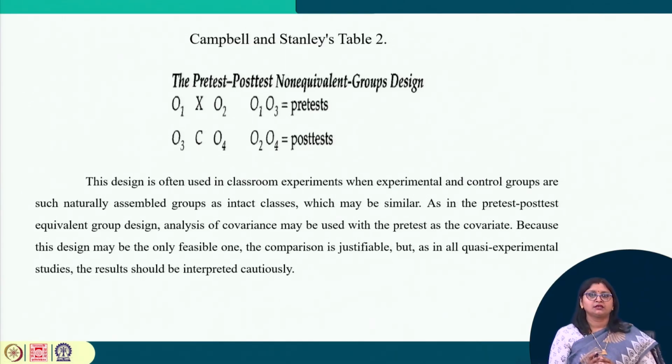I have copied and pasted here how they have described the pre-test, post-test non-equivalent group design. In this design you can see that it is often used in the classroom experiment when the experimental and the control groups are naturally assembled, as in intact classes, which may be similar. As in the pre-test post-test equivalent group design, analysis of covariance may be used with the pre-test as the covariate, because this design may be the only feasible one, and the comparison is justifiable, but as in all quasi-experimental studies the result should be interpreted cautiously.